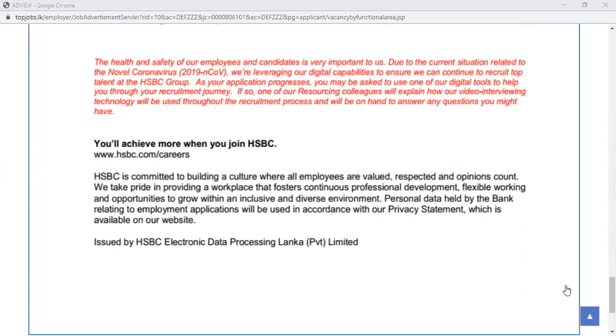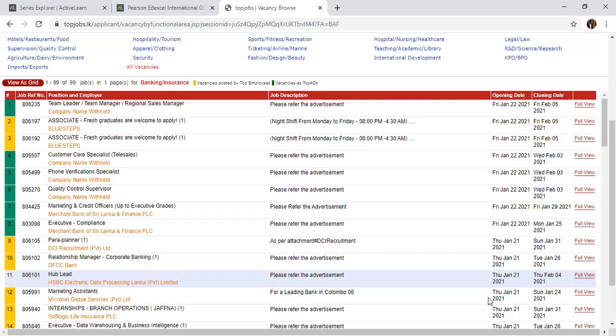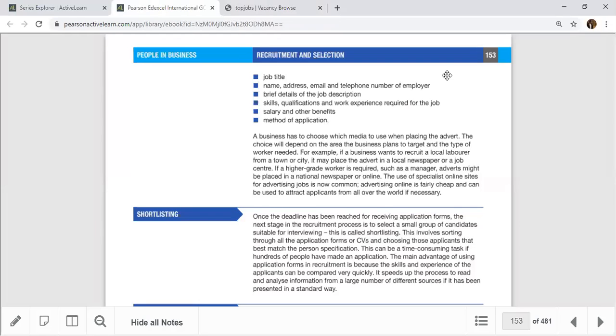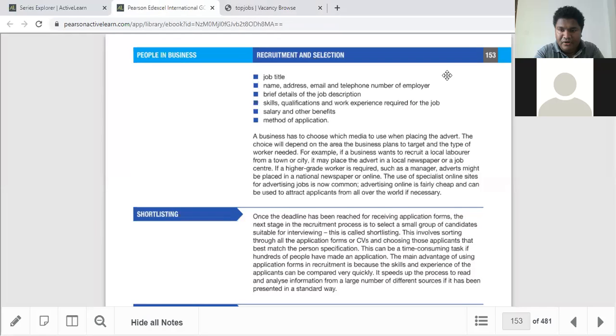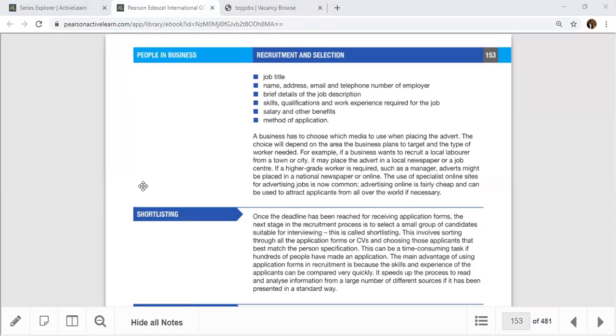There are so many questions. So I went to a website, online advertisement, and then I go to some particular job and I show it. So the main things are listed there. You can see the job title is there, right? The name, address, email, and telephone number of the employer are also there, right? And also the brief details of the job description, skills, qualification, and working experience. And the salary, everything, and also the method of application is there. So everything is there in the advertisement you can find. Okay, so that's the thing.